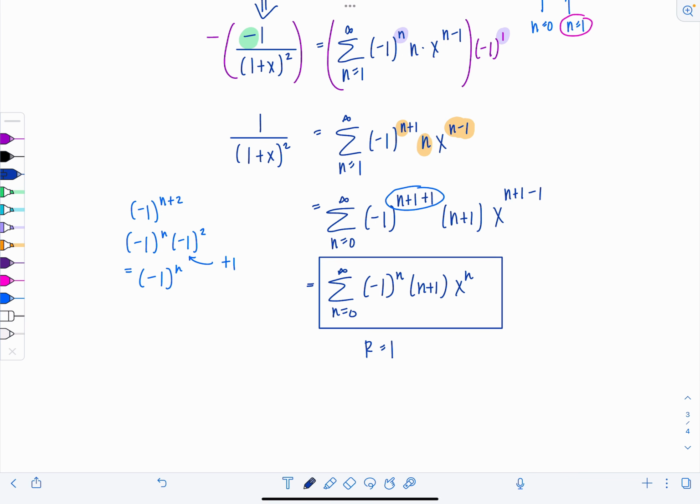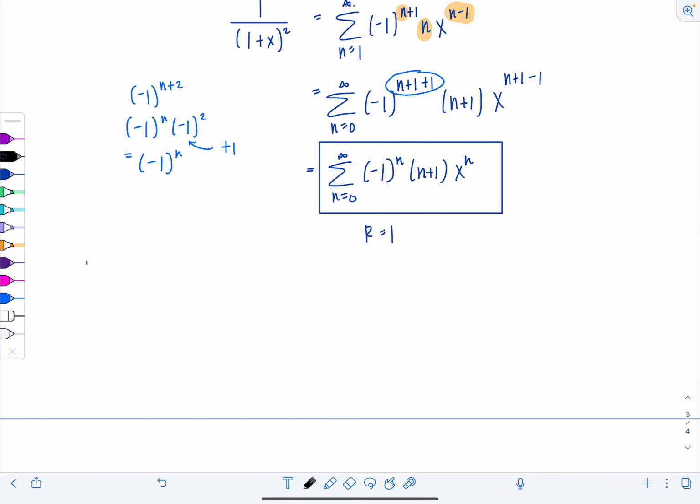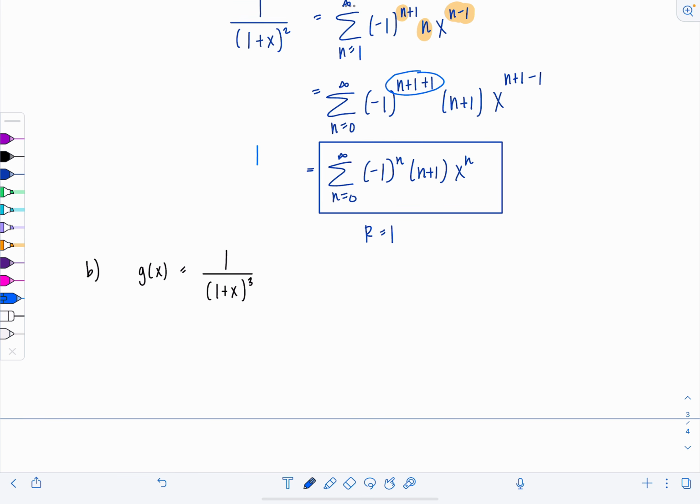Part B, are you ready? Let's get a little spicier. Part B, I want a power series for g of x equals 1 over 1 plus x cubed. Ooh. Remember, this is already a power series. Let's erase this. This is already a power series for 1 over 1 plus x squared, right?